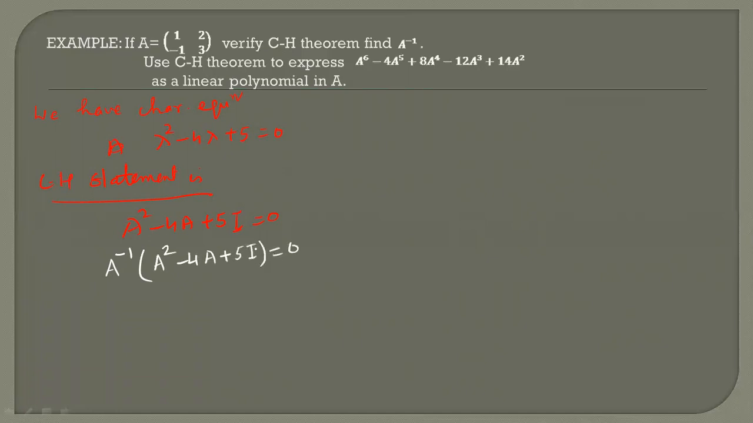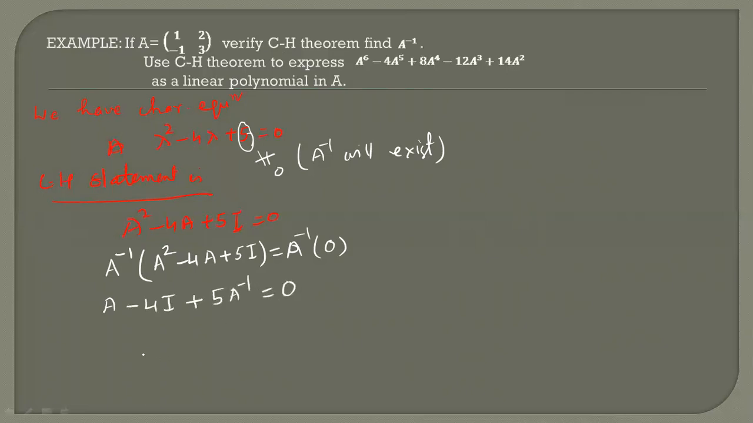Will A inverse exist? Yes, because there is a constant term. This is non-zero, it means A inverse will exist. If this is 0, then the determinant is 0 and A inverse will not exist. But here the constant term 5 exists, it means the matrix will be invertible. If there is no constant term in the characteristic equation, then A inverse will not exist. So multiplying both sides by A inverse, the right side gives the null matrix. It will give you A minus 4 A inverse into A, identity matrix, plus 5A inverse equal to 0.